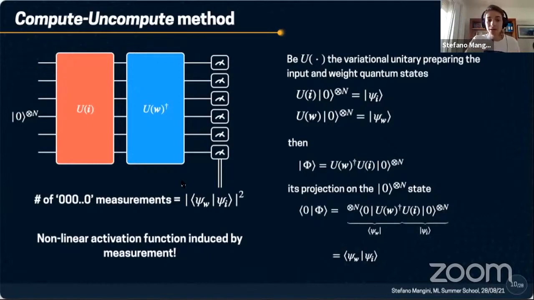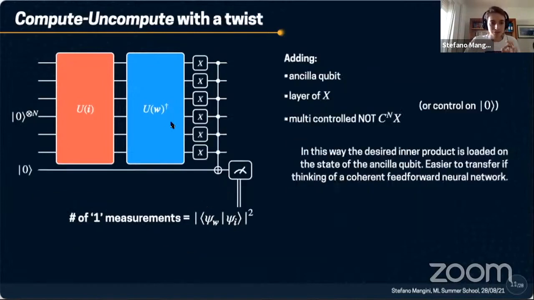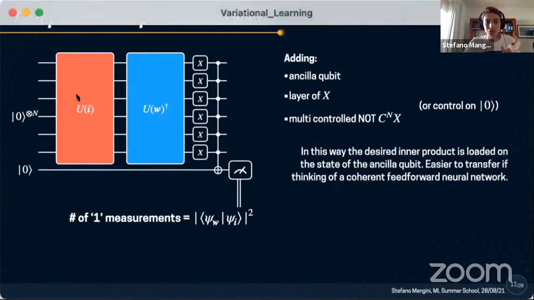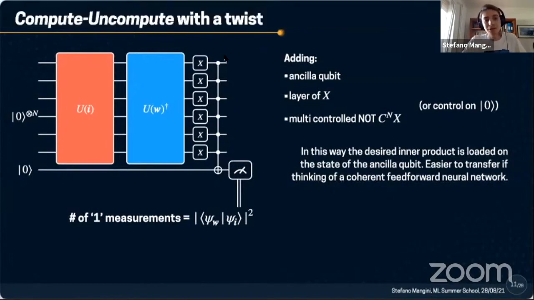and the nonlinearity will be given by the Born rule, so we will have this modulus squared. In this case, we introduce the nonlinearity in this model by means of measurement, by measuring all qubits. Alternatively, there is just a small twist to this method, which is often called the compute-uncompute method, where instead of measuring all qubits at the end of the circuit, we can just add an X layer, a NOT layer, on all qubits and a multi-controlled NOT. In this way, you simply transfer the information stored in the big state of all the qubits onto, for example, an ancillary qubit.